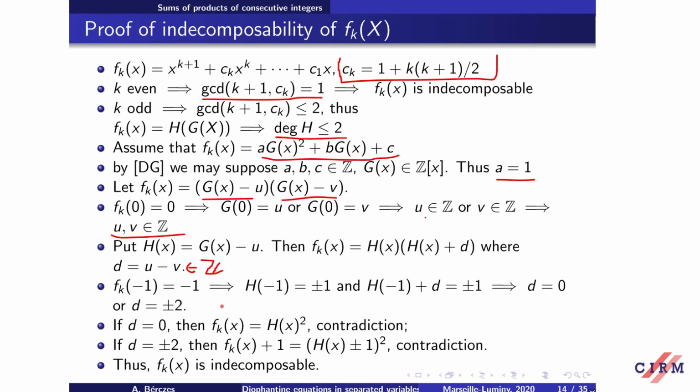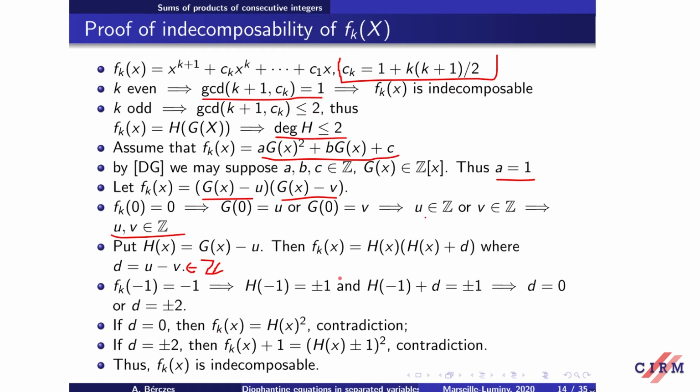And let us use the property of Fk of x, that Fk of minus 1 is minus 1. That means that H of minus 1 times H of minus 1 plus D, they give minus 1. So since H of x and H of x plus D are integers, then H of minus 1 equals plus or minus 1, and H of minus 1 plus D equals plus or minus 1. Consequently, we obtain D equals 0 or D equals plus or minus 2.